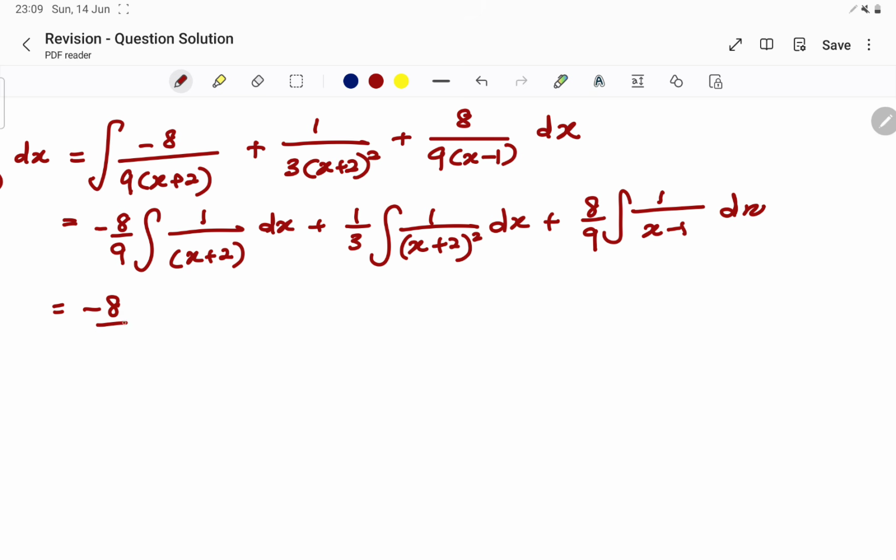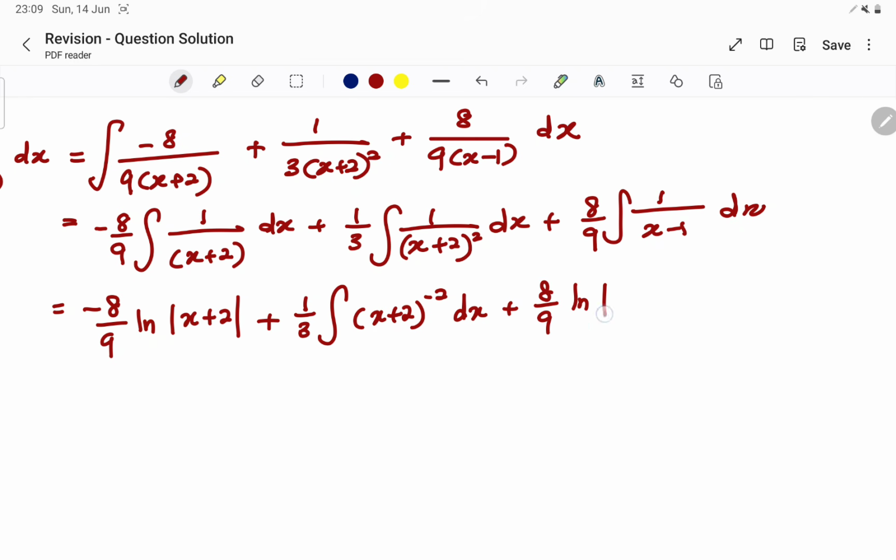So from here, if you check, right, you're gonna get negative, for negative 8 integrate 1 over x plus 2, you're gonna get 8 over 9 ln x plus 2 plus with 1 over this one. When we want to integrate x plus 2 square, we have to change it into power first. Then you're gonna get x plus 2 to the power of negative 2 dx. So we will integrate after this step. Then here we have 8 over 9 ln x minus 1 plus with c.